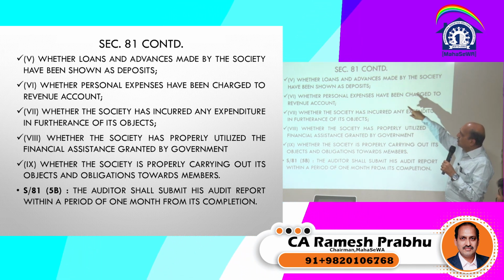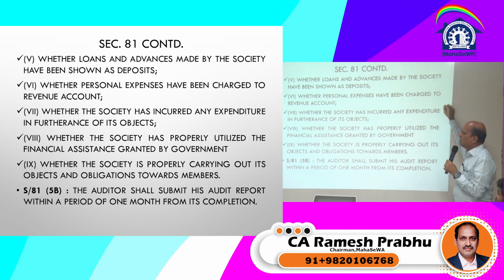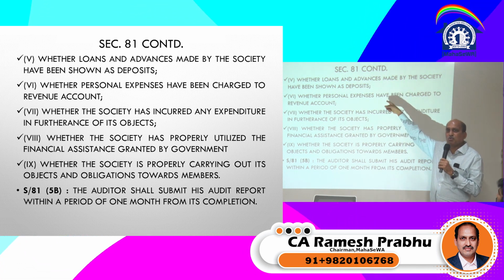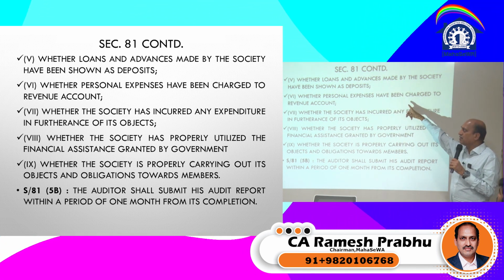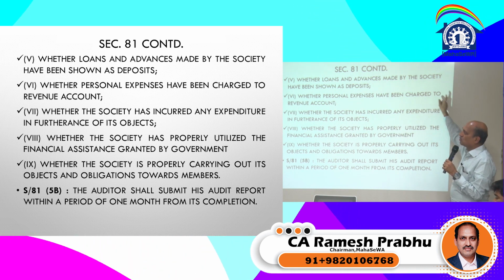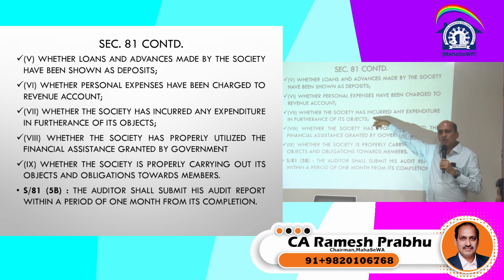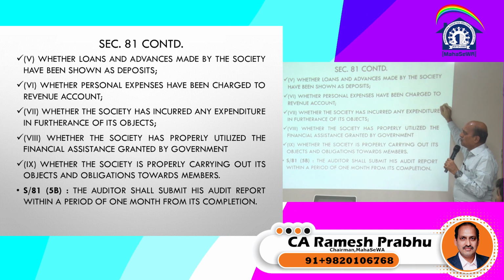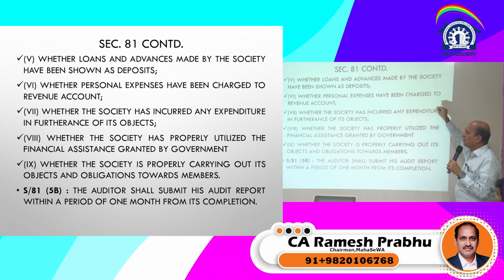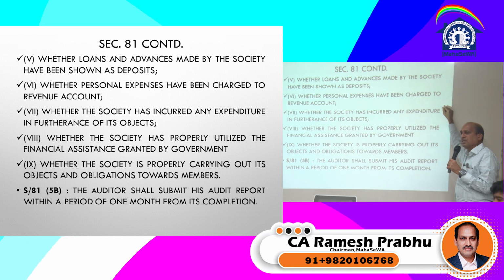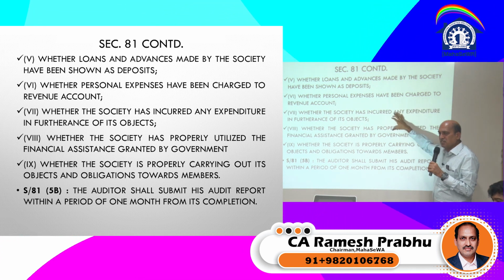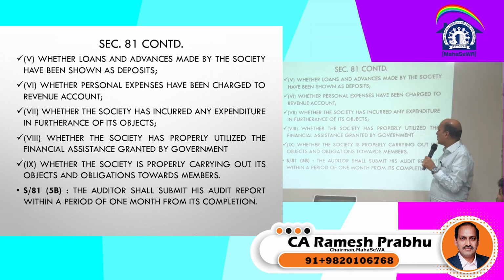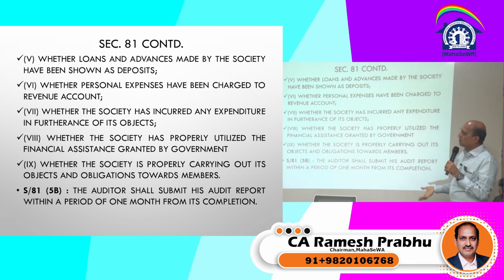So section 81 continues, whether loans and advances made by the society have been shown as deposit. So if certain loans and advances are given to the employee, whether it is shown as a deposit, that means there is a misreporting. Similarly, whether personal expenses have been charged to the revenue account, if there is a personal expense of a secretary, whether that has been charged as expenses to the revenue account, whether the society has incurred any expenditure in furtherance of its objects.